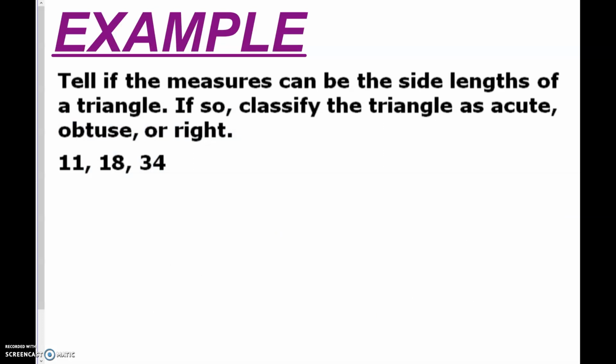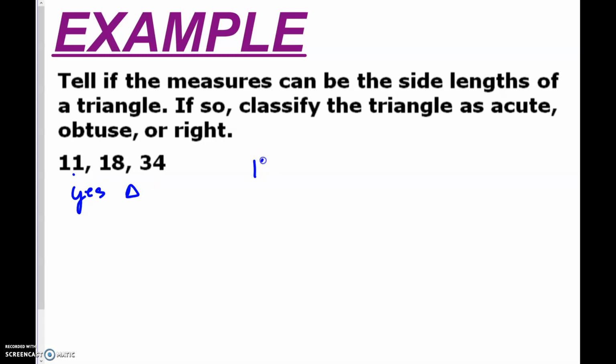Alrighty, first of all, we want to make sure that this is a triangle. So 11 plus 18 is bigger than 34, 18 plus 34 is bigger than 11, and 11 plus 34 is bigger than 18. So yes, this is a triangle. So we always have to check to make sure we have a triangle first. Now, is it right, acute, or obtuse?